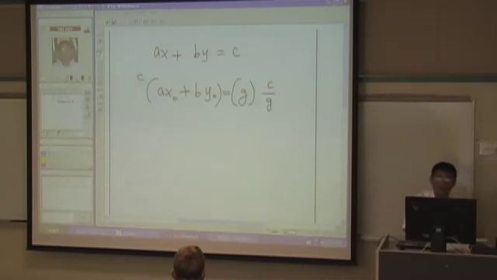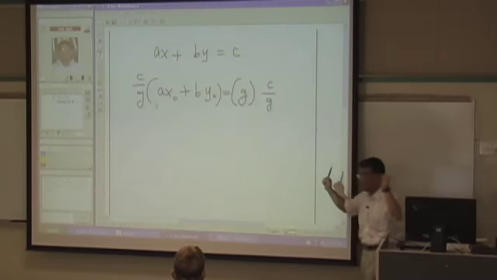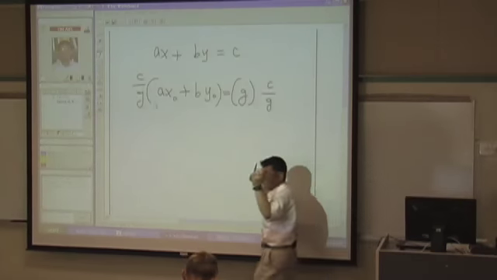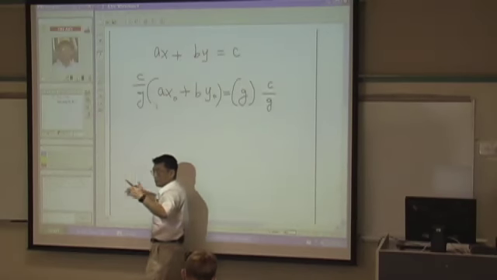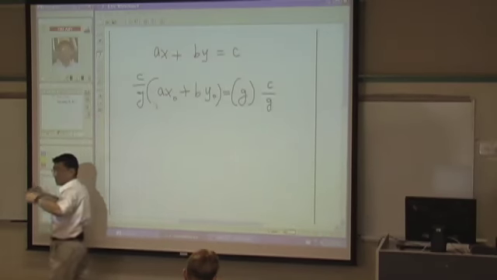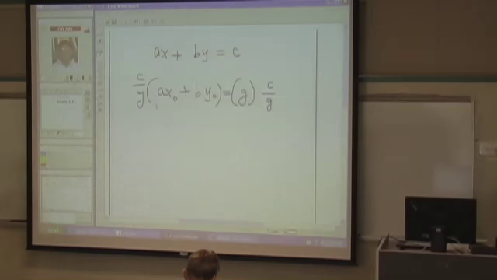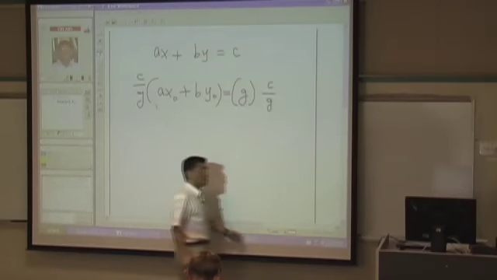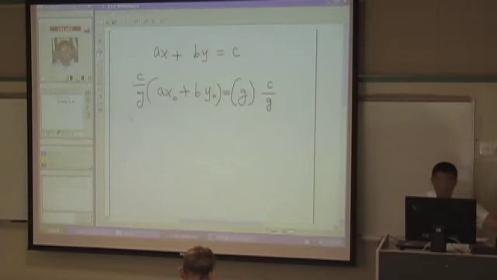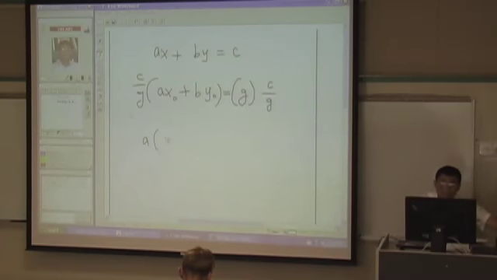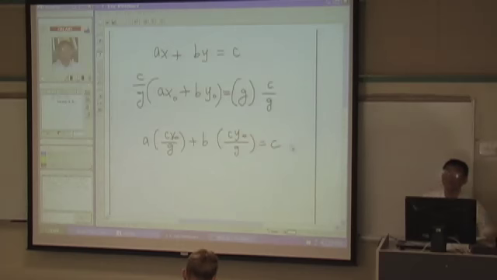That's all we need to do, right? We can do the same thing to both sides, right? So take a look. It's a simple fact. Add the same thing to both sides, right? Multiply the same thing to both sides. What I did was multiplying the same thing to both sides. Then what do you get? If you multiply these things, then you get A Cx0 over G plus B Cy0 over G equals C.